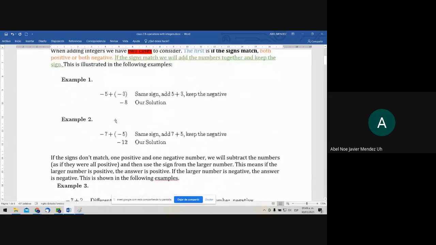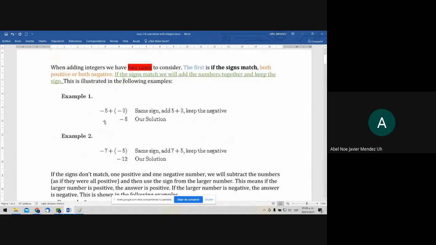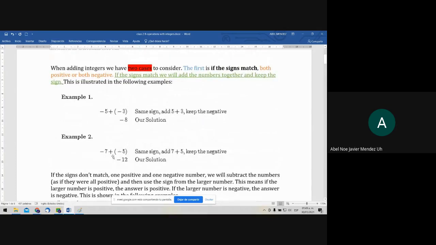Example number 2. In this example number 2, we have another subtraction, okay, and the solution is the same. We have the first case, same sign, add 7 plus 5 is 12, and keep the negative, because both numbers have the same sign. Just add both numbers and keep the sign.